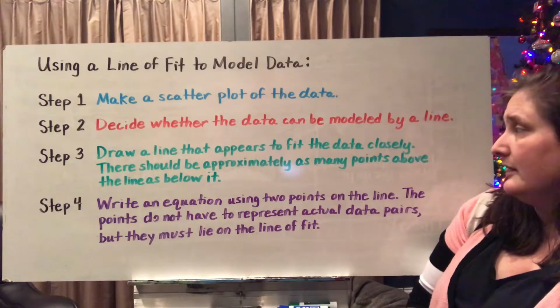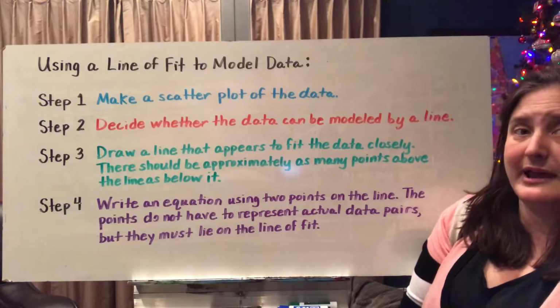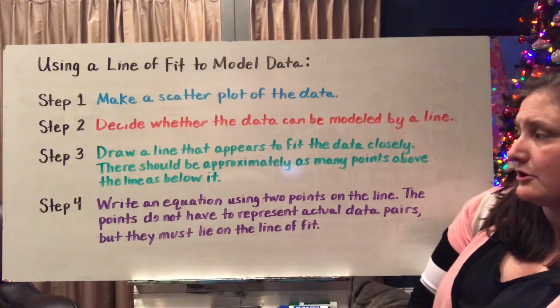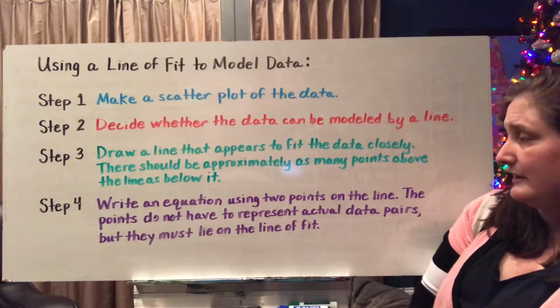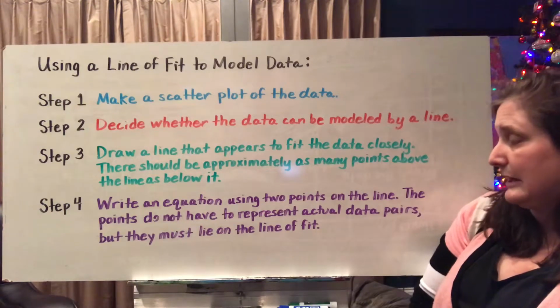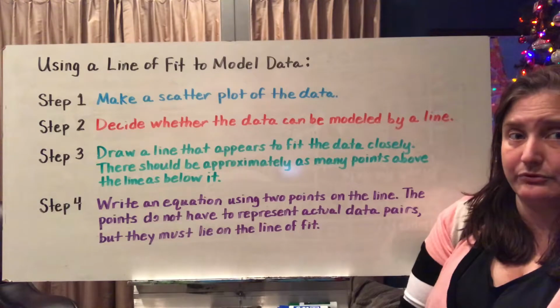There's going to be some points above and some points below, but you want to have about an even amount above and below. Then you're going to write an equation using 2 points on the line. The points don't have to represent actual data points, but they have to be points that your line goes through.